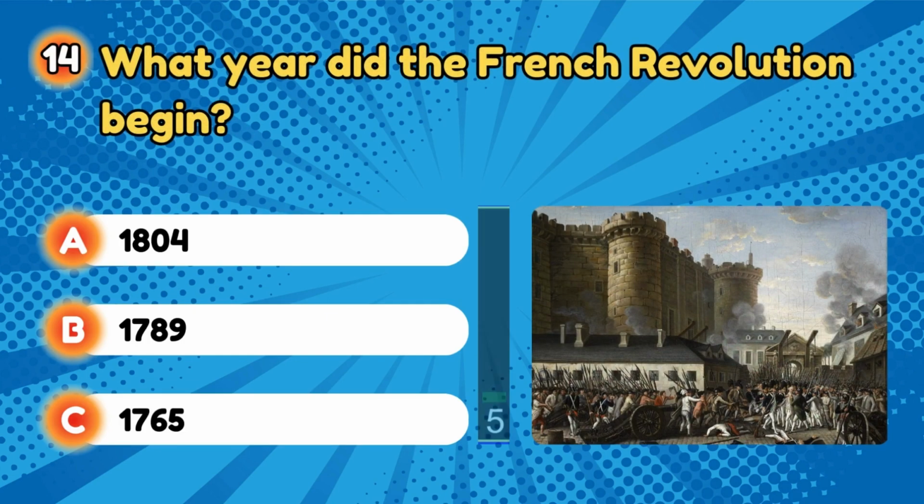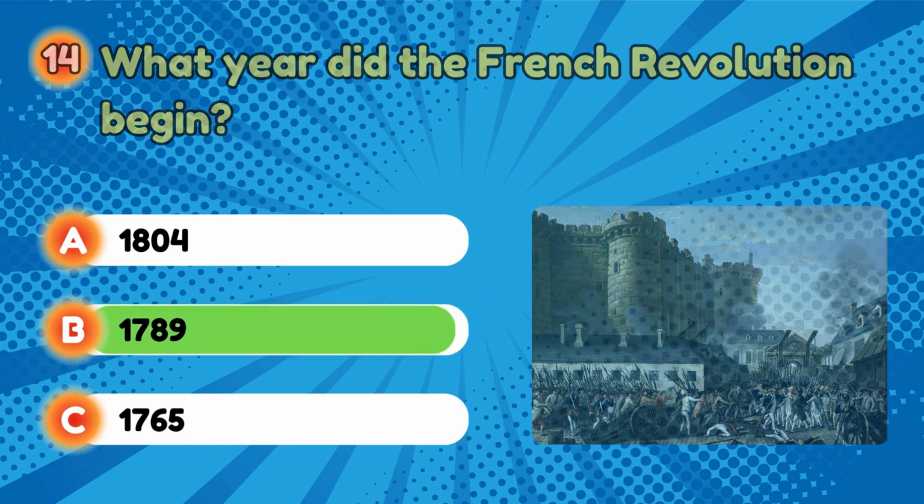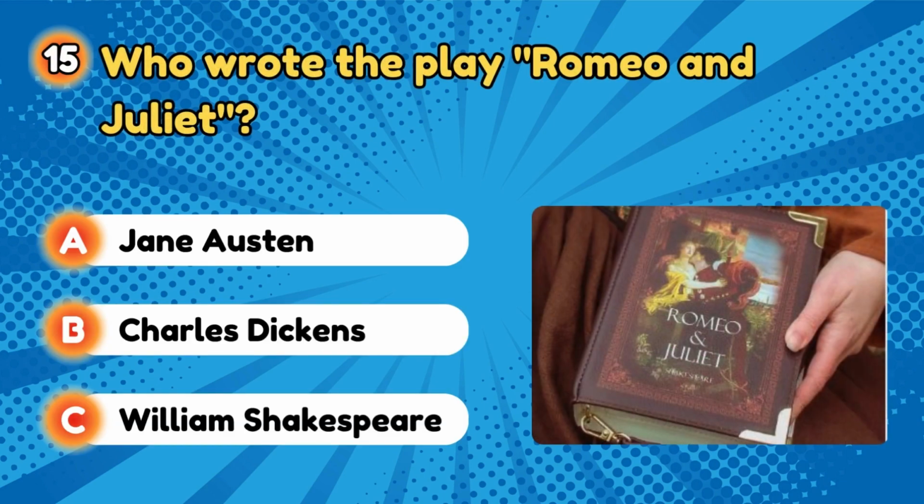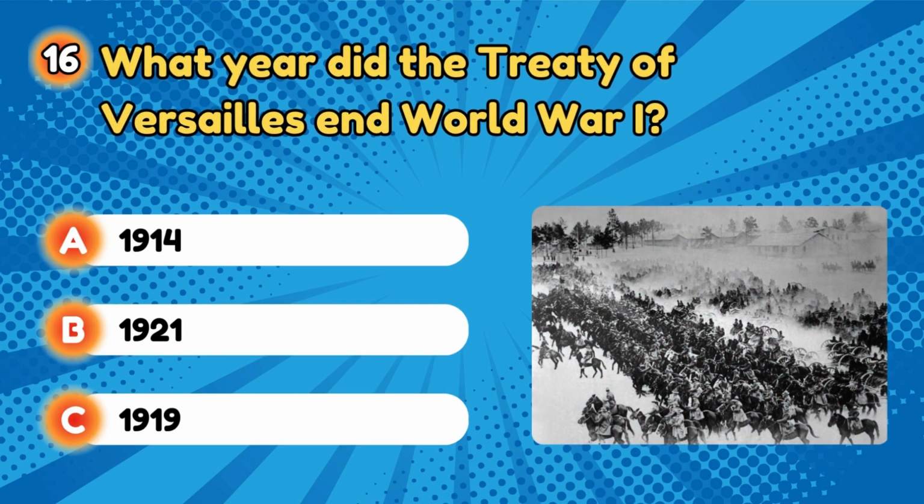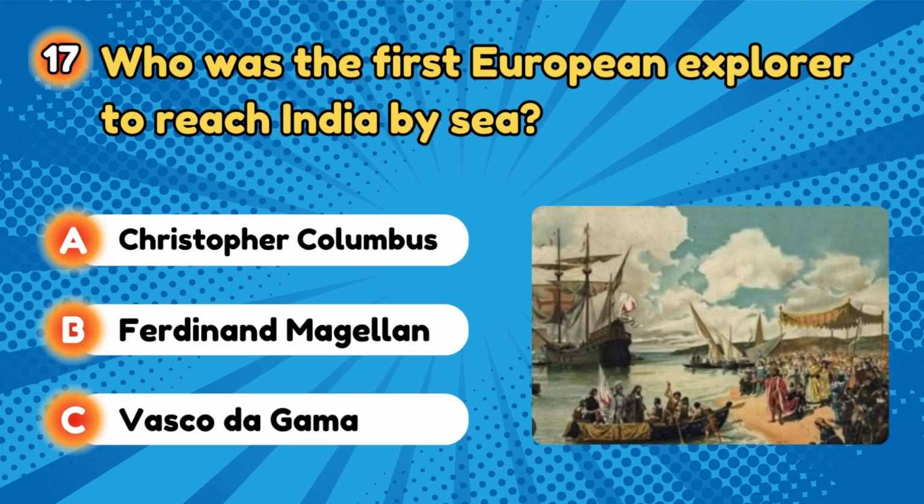Genghis Khan. What year did the French Revolution begin? 1789. Who wrote the play Romeo and Juliet? William Shakespeare. What year did the Treaty of Versailles end World War I? 1919. Who was the first European explorer to reach India by sea?